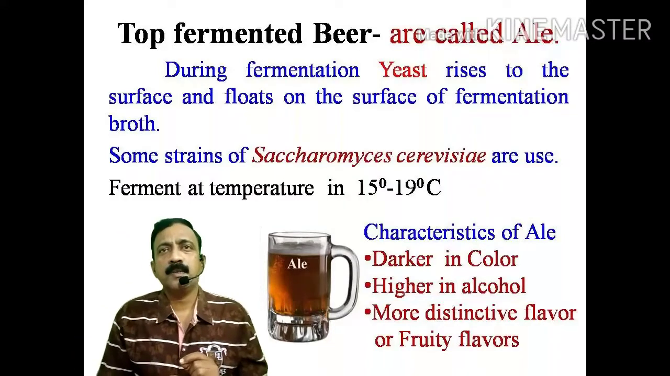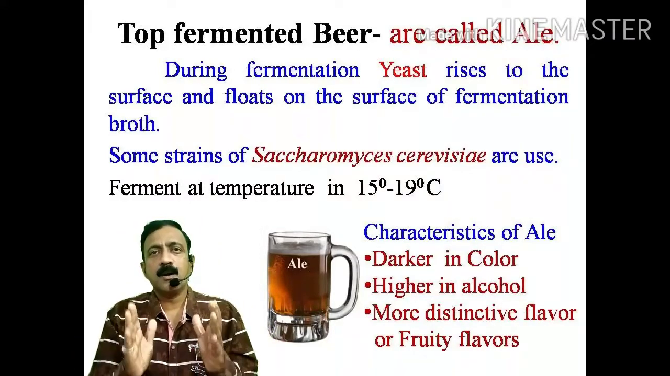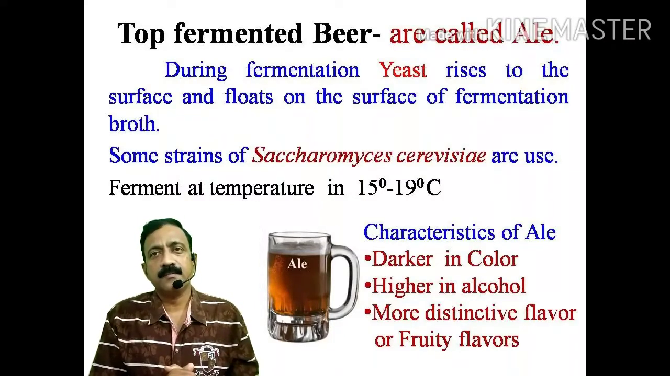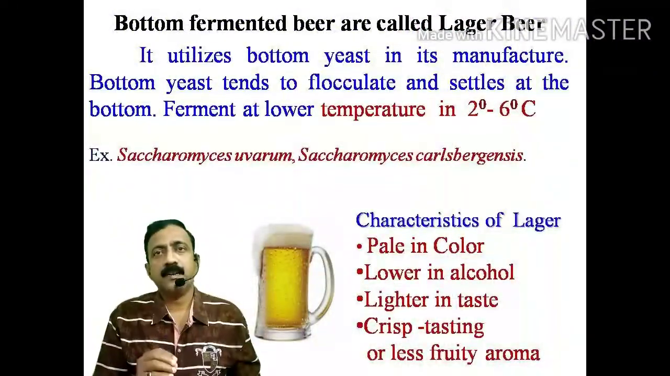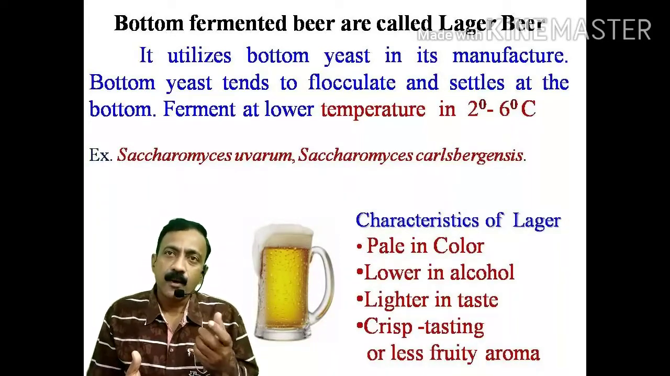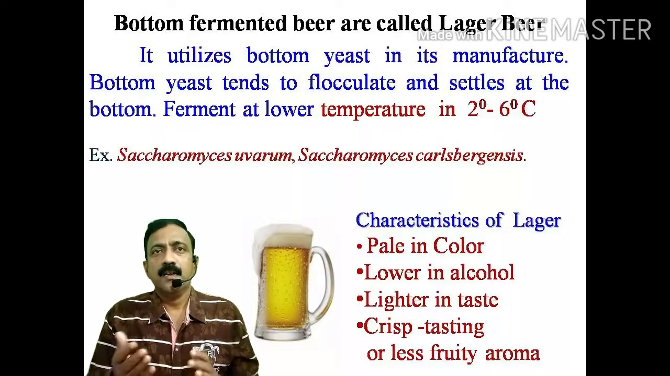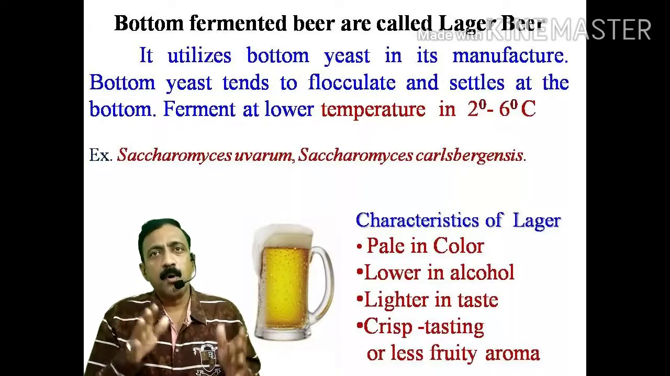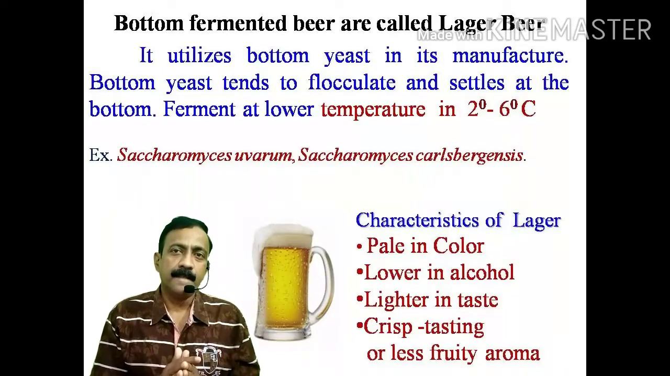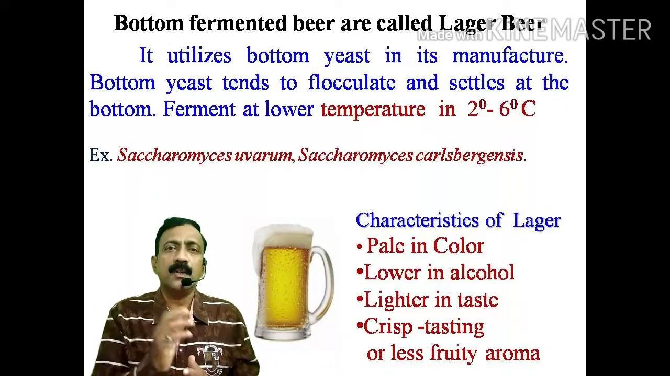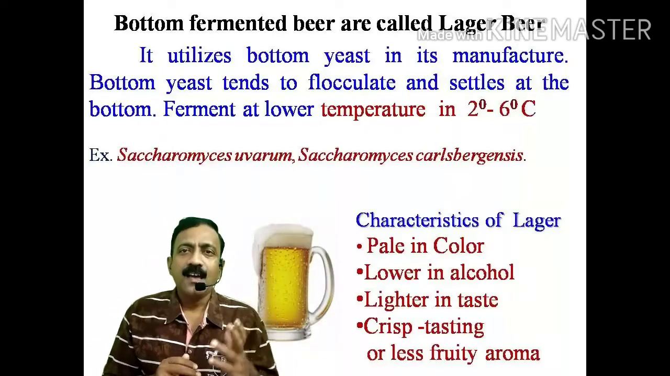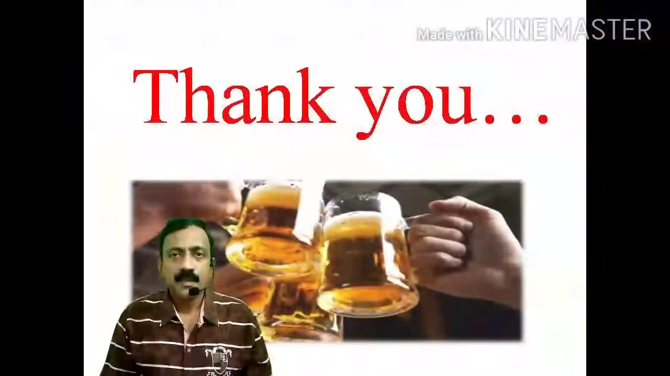The characteristics of the top fermented beer: they are somewhat dark in color, higher in alcohol, and have a more distinct flavor. The bottom fermented beer is also called lager beer, in which Saccharomyces uvarum or Saccharomyces carlsbergensis are used. These strains grow at the bottom level, and the temperature for the fermentation is 2 to 6 degrees. The character of the lager beer: it is somewhat pale in color, lower in alcohol, and lighter in taste.